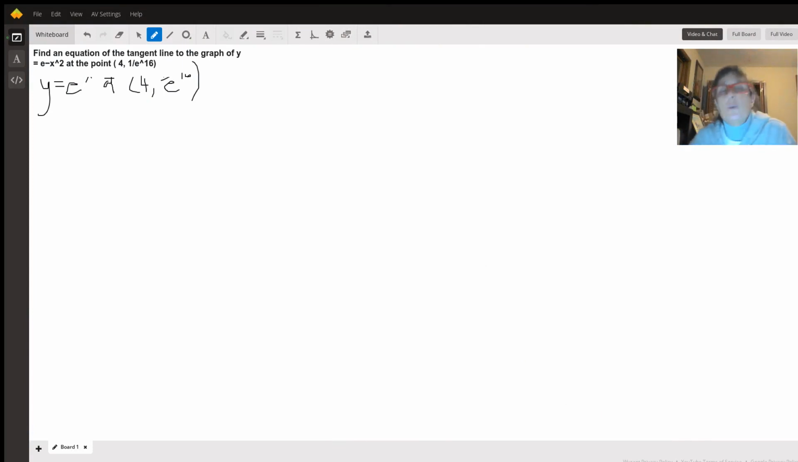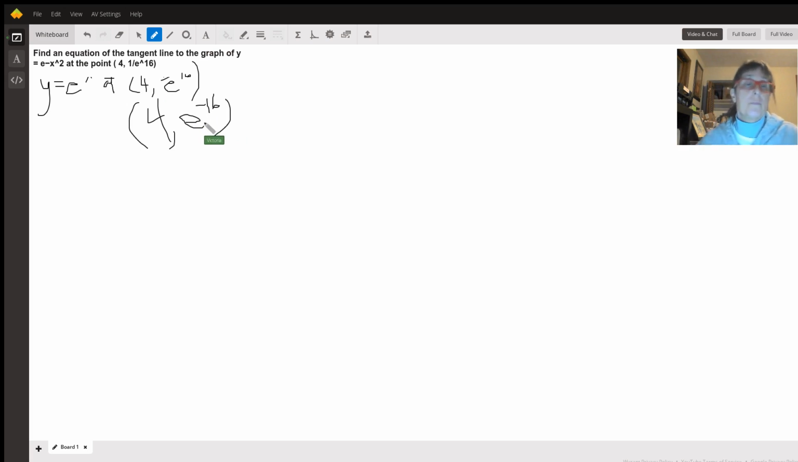We're going to find the equation of a tangent line, and it has to be tangent to the graph of y equals e raised to the minus x squared at the point where x is 4 and y is, well, it says 1 over e to the 16th, but this is the same thing as if you would plug a 4 in there. This is e to the minus 4 squared, which is minus 16. And that might make our life a little bit easier because these are equivalent.